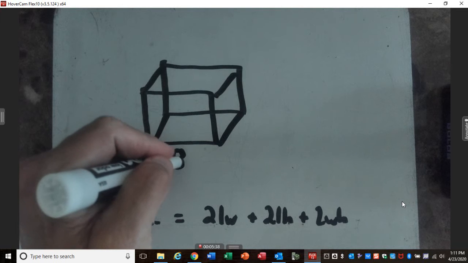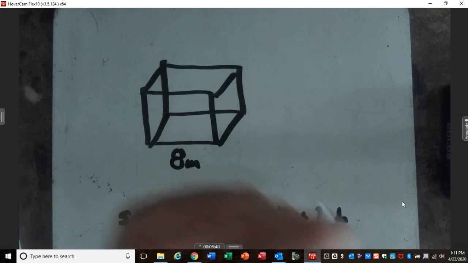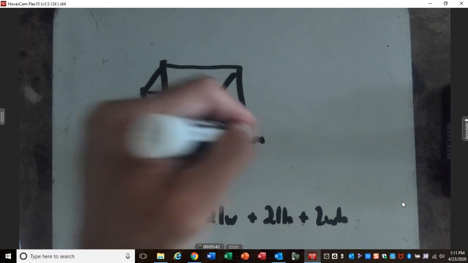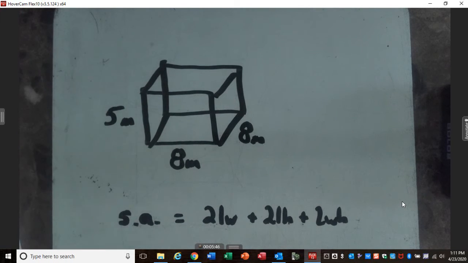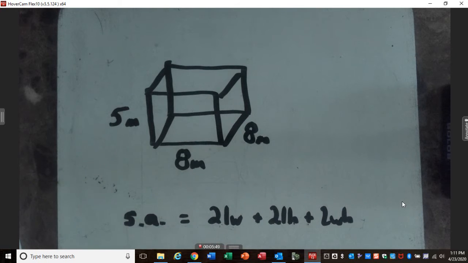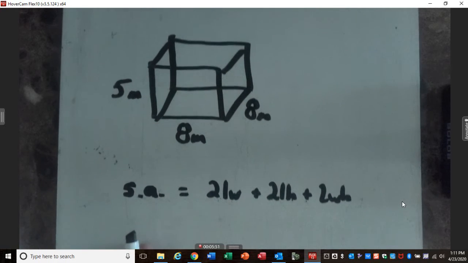So you have here 8 meters, right off your paper. 8 meters, 8 meters again. This is obviously a square, and it has a height of 5. So it's not quite a cube. A cube would be if they were all 8. This is 8, 8, and 5.